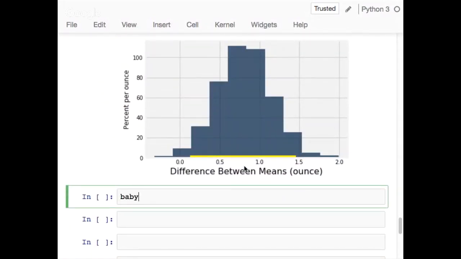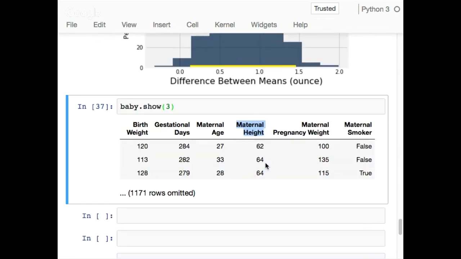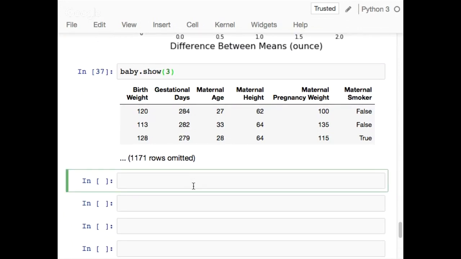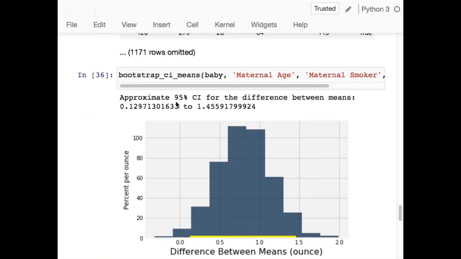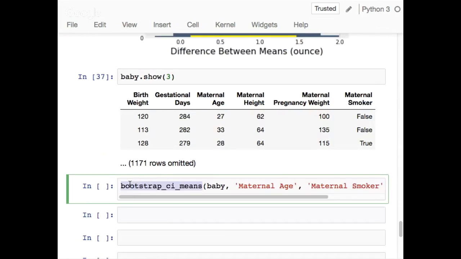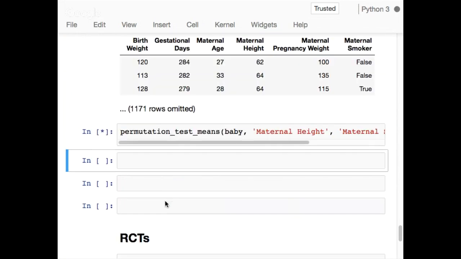I wonder if there's a difference between the maternal heights. Okay, so your intuition probably says no, hopefully, that there's probably no difference between the heights of people who smoked and didn't. But let's see if that's actually the case. Permutation test means, I'm just going to copy that, replace that with permutation test. Replace maternal age with maternal height. And bam.